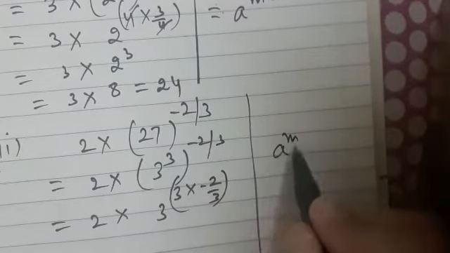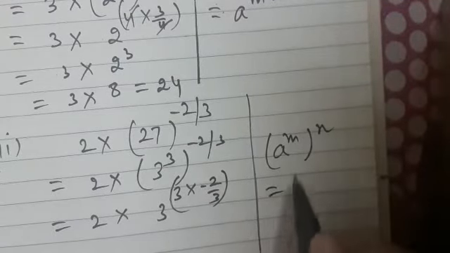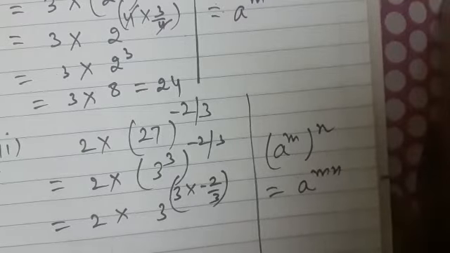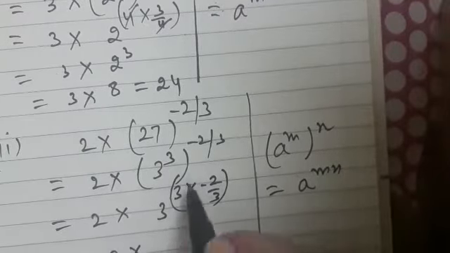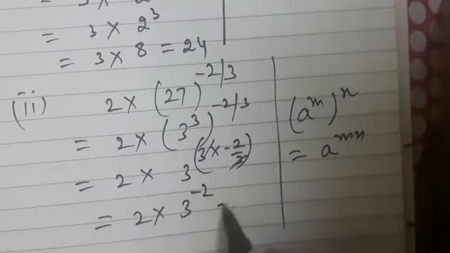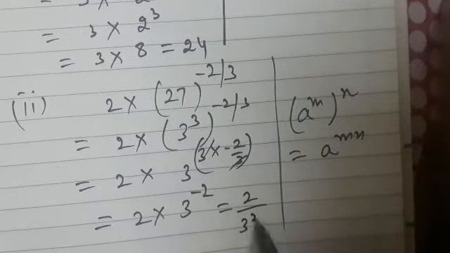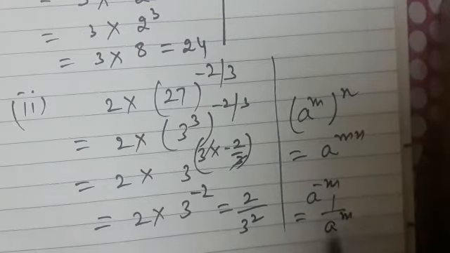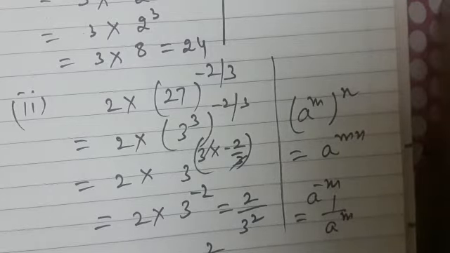Please write down the laws in the reason. So a raised to the power m raised to the power n is a raised to the power mn. So this is equal to 2 into, now this gets cancelled, 3 raised to the power minus 2, and 3 raised to the power minus 2 we can write it as 1 upon 3 raised to the power 2, because we know that a raised to the power minus m is 1 upon a raised to the power m. So the final answer to this question is 2 upon 9.